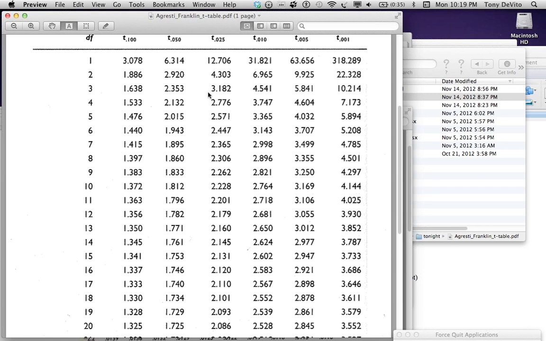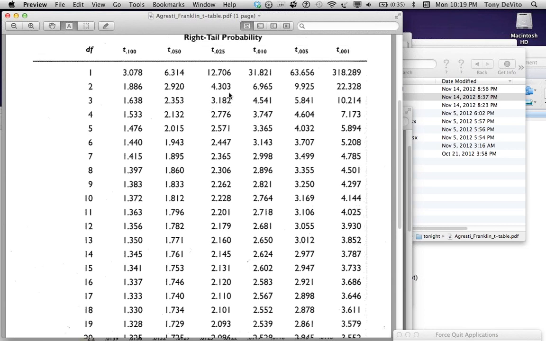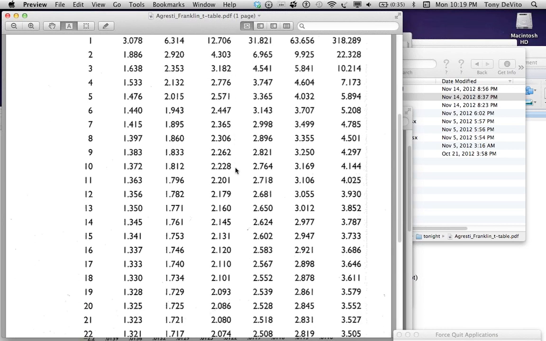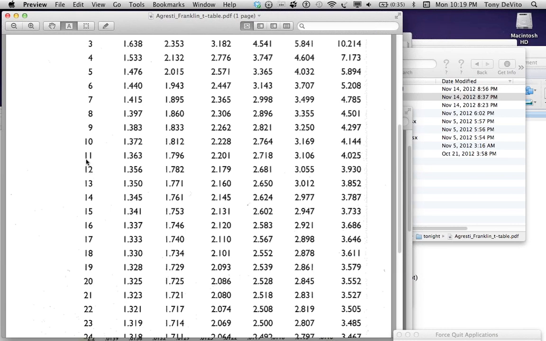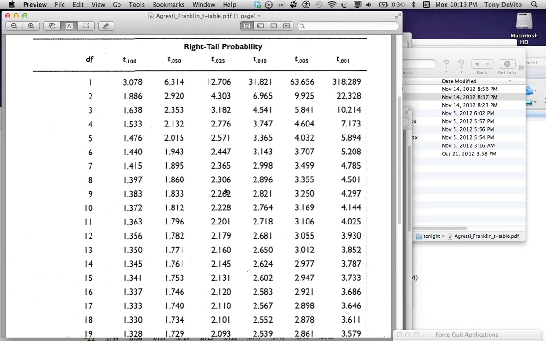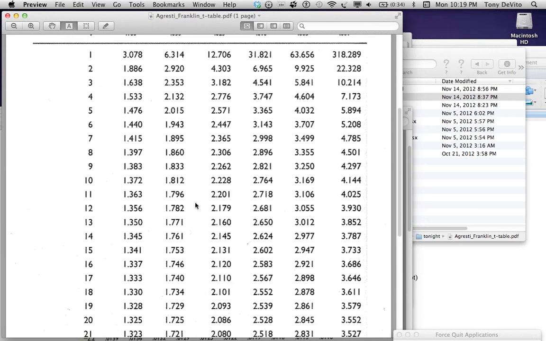And it gets larger, so the confidence interval spreads out in order to accommodate the uncertainty that we have in estimating the standard deviation, because our sample size is getting smaller. So in our particular case here, we have a sample size of 12, so 11 degrees of freedom. So instead of using 1.96, we're going to use the value for 11.